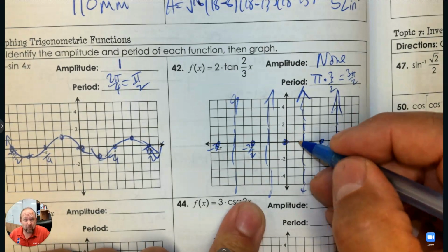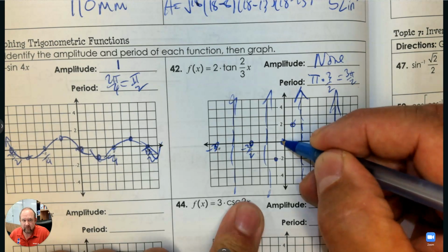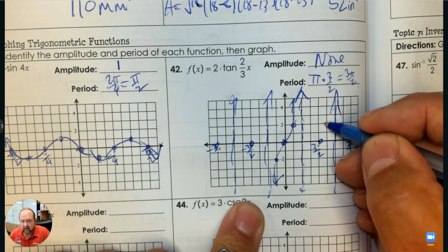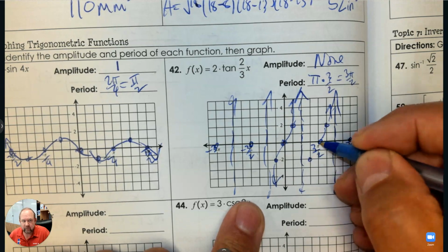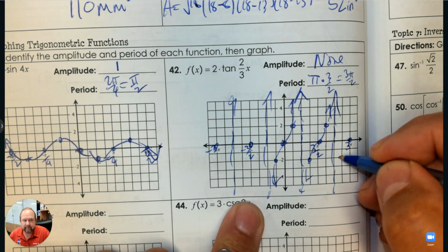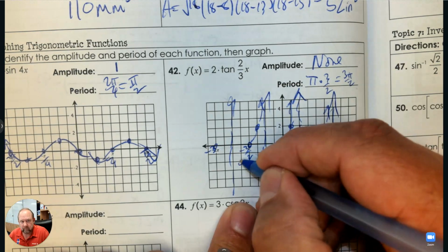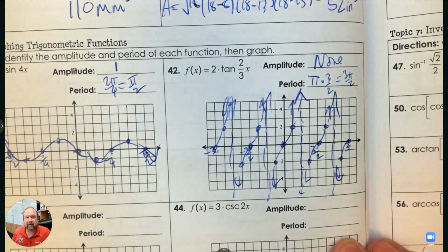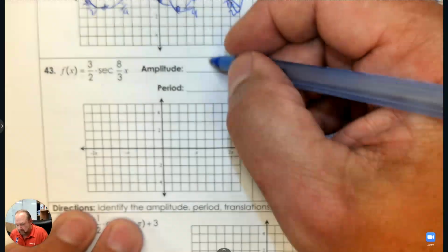Tangent starts in the middle, just like sine, and then in between are asymptotes. And then we go to the right and go up 2, and then go to the left and go down 2, and then you have 2 points to curve through. And then to the right, up 2, to the left, down 2, and then you can graph it. Done.